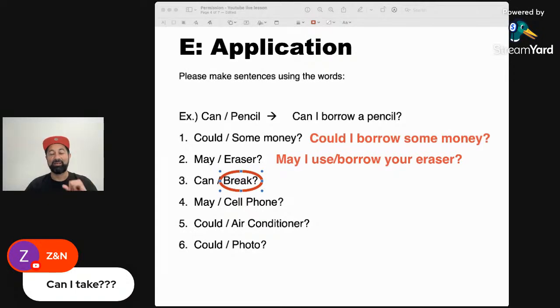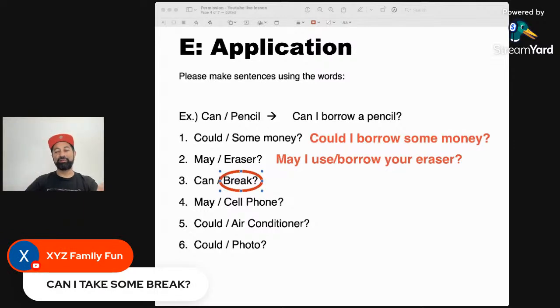So can I take, if it's just 1, what do I say? XYZ, close. Can I take some? Excuse me, some is a plural word. If you use some, your noun needs an S. Some breaks. But if it's just 1, right, I'm tired right now. I need just 1 break, maybe 5 minutes. Can I take?